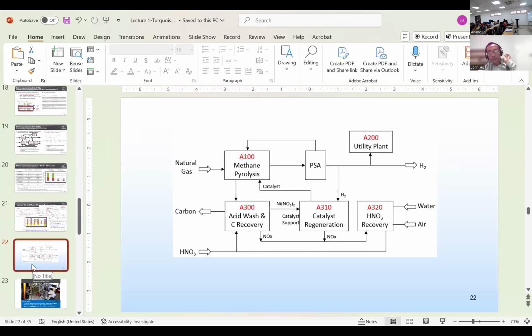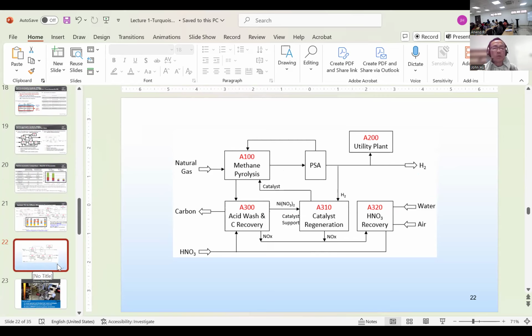So that's all. One more question. How many times can you use this? How many times can the catalyst be used in the reaction? All right. How many times can we use the acid wash for the catalyst?